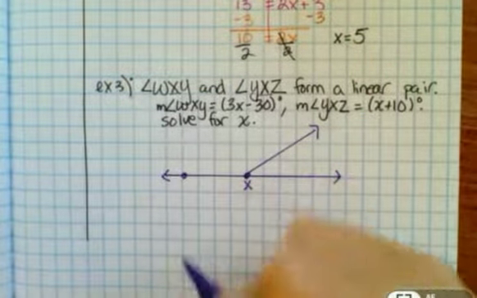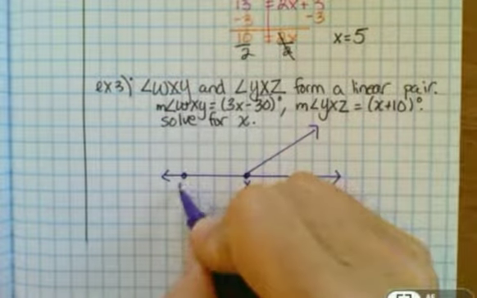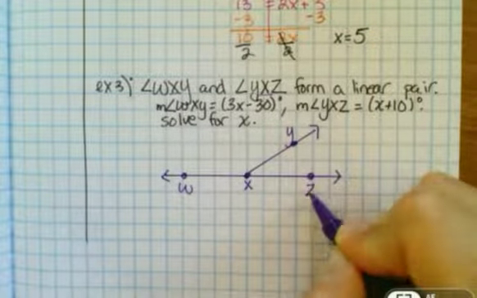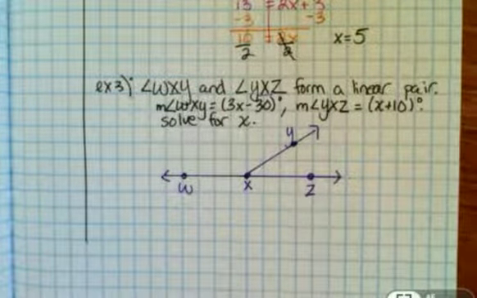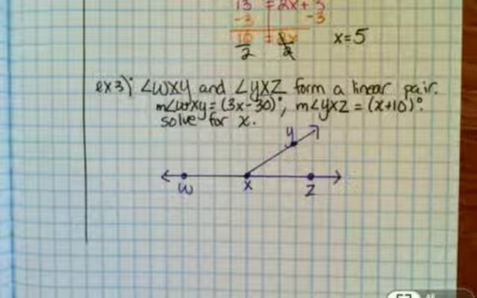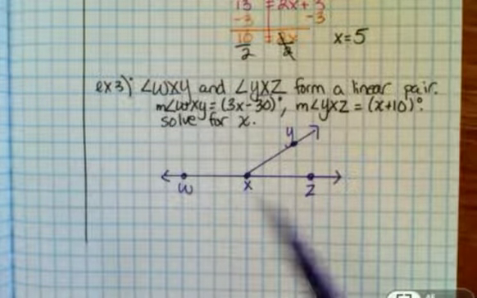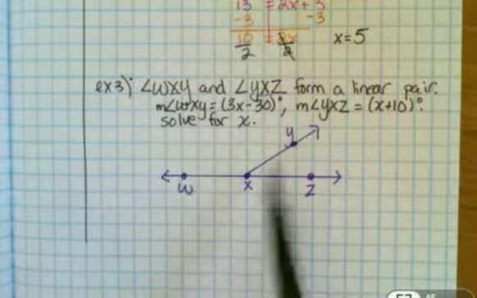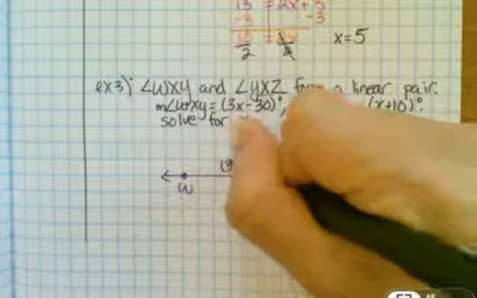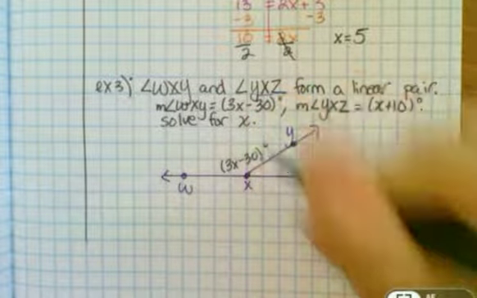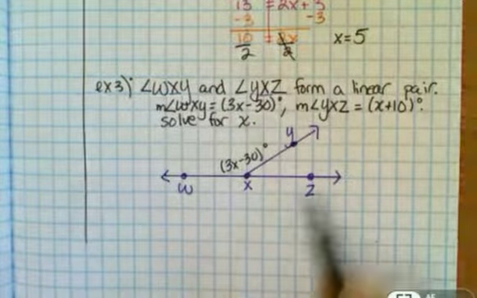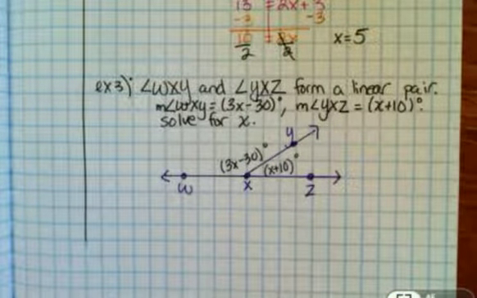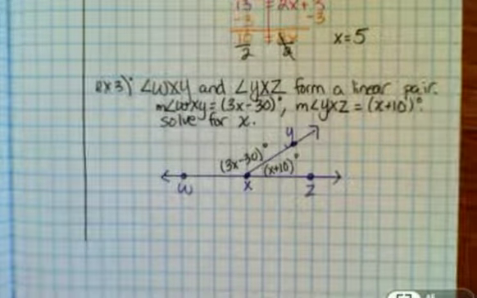So I'm going to say this is WXY and then YXZ, although those two could be flipped and that would be fine. And then obviously I need to label what I know about these angles. So angle WXY is 3x minus 30 degrees. And then YXZ, this little guy, is x plus 10 degrees. And I'm supposed to solve for x. It didn't tell me anything else.